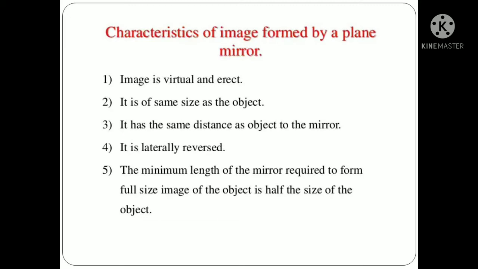So with your left hand you will see the right hand, and with your right hand you will see the left hand. The minimum length of the mirror required to form the full size image of the object is half the size of the object. So these are the 5 main characteristics of the image which is formed by the plane mirror.